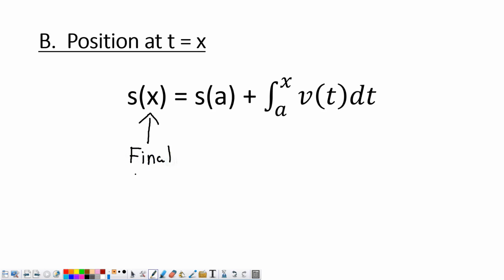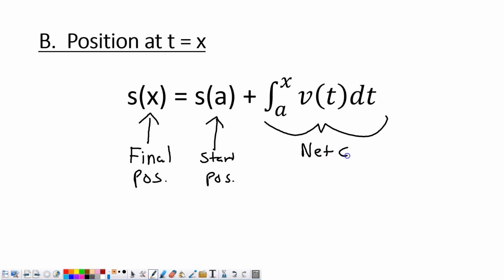Final position. Good. What does this represent? Now, we called this the net change in the past few days, right? But today, what are we calling it? Displacement. If it had absolute value, it'd be distance. So check this out. Let's connect this to our number line problem.